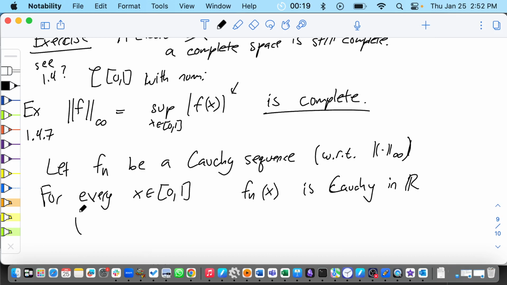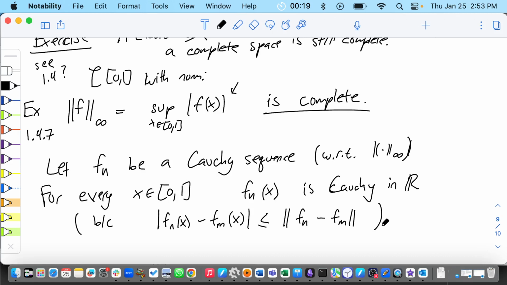We could say this because the absolute value of f_n of x minus f_m of x is less than or equal to the norm of f_n minus f_m, right? So if you look at the sequence of functions, you're measuring how close they are with respect to this norm, and we know they're Cauchy, so they eventually get less than epsilon.